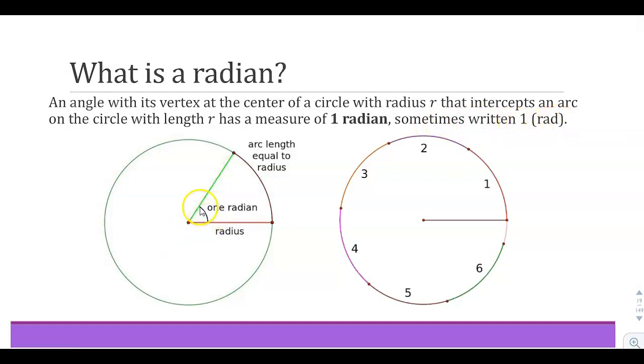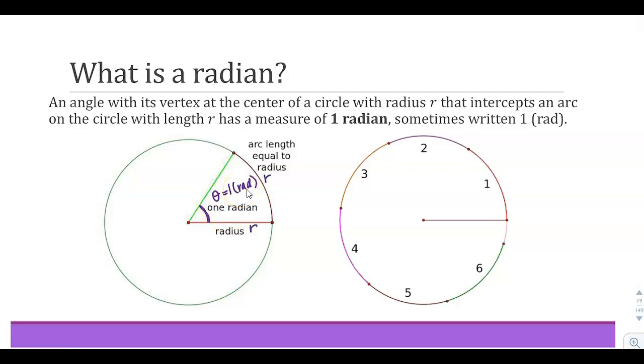So we're looking for another way to measure angles. Let's say I have this angle right here. I'm going to call it theta. I'm going to say that theta measures 1 radian if the radius, which I'm going to call r, is exactly the same as this arc length that the angle intercepts. So this length here is also r. If the radius is exactly equal to the arc length, then we say that theta equals 1 radian.